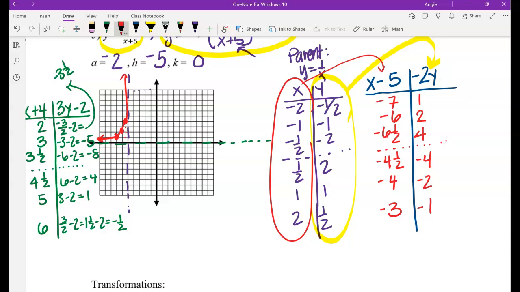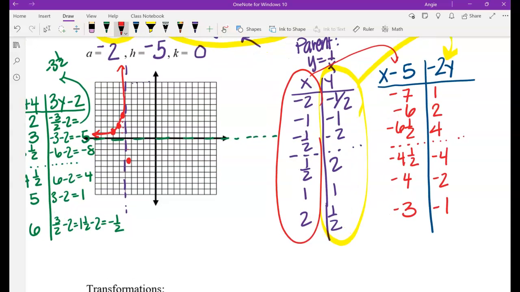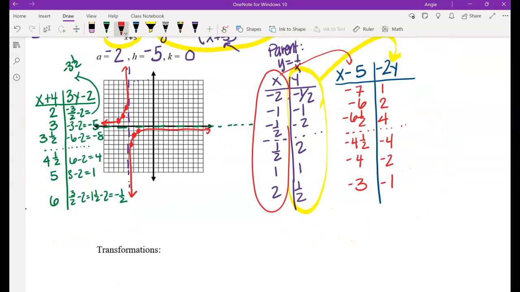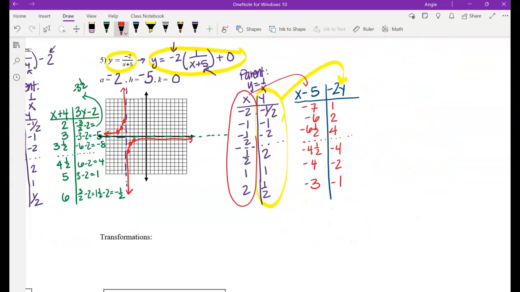-4.5, go down, 1, 2, 3, 4, 2, 4, just here. And then -4, go to -2. And -3, go to -1. And again, make sure we get super close to our two asymptotes. Go off the grid if you must. And that's the graph.